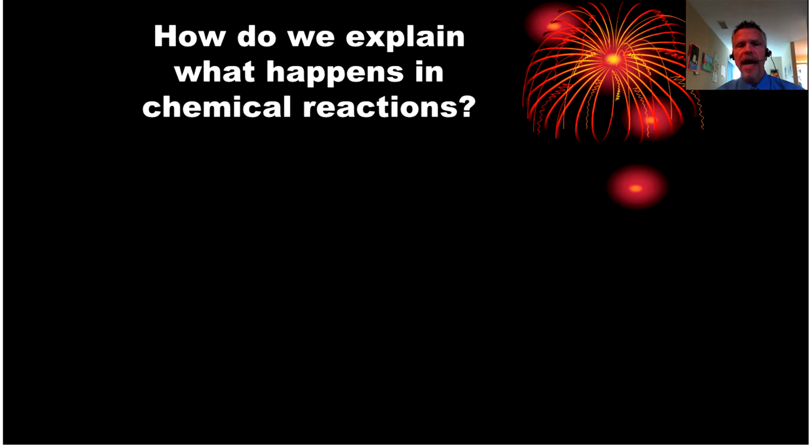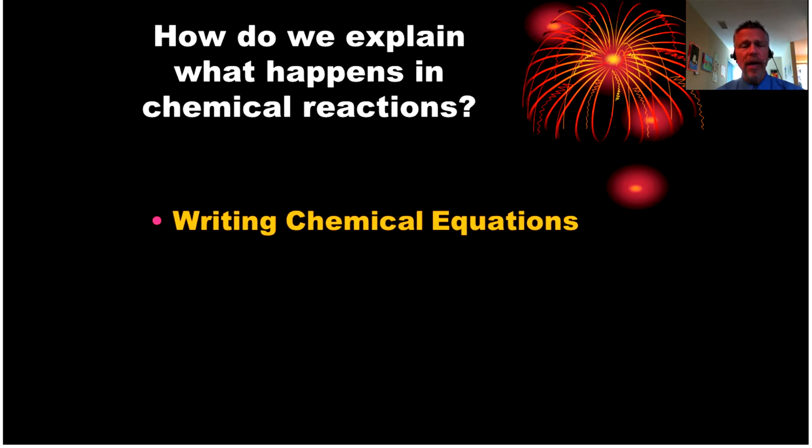All right. So these are the clues that can tip us off to the fact that a chemical reaction is occurring. How can we explain what happens in chemical reactions? Well, the way chemists do that is to write chemical equations. You've seen these before. You're probably a little bit familiar with them. We're going to spend this entire unit explaining how we create chemical equations, how we use chemical equations, and what good they are.